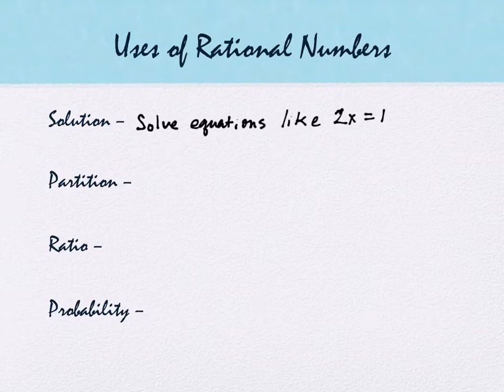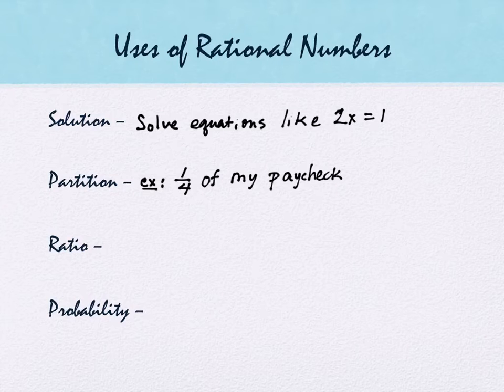The next one is partition. So this is an example. It's more of like how we describe our language, where we say something like this: 1/4 of my paycheck goes to gas. So it's somehow breaking a value of something into portions or pieces. So your paycheck can be broken down, 1/4 of it would go to gas, would be the idea here.